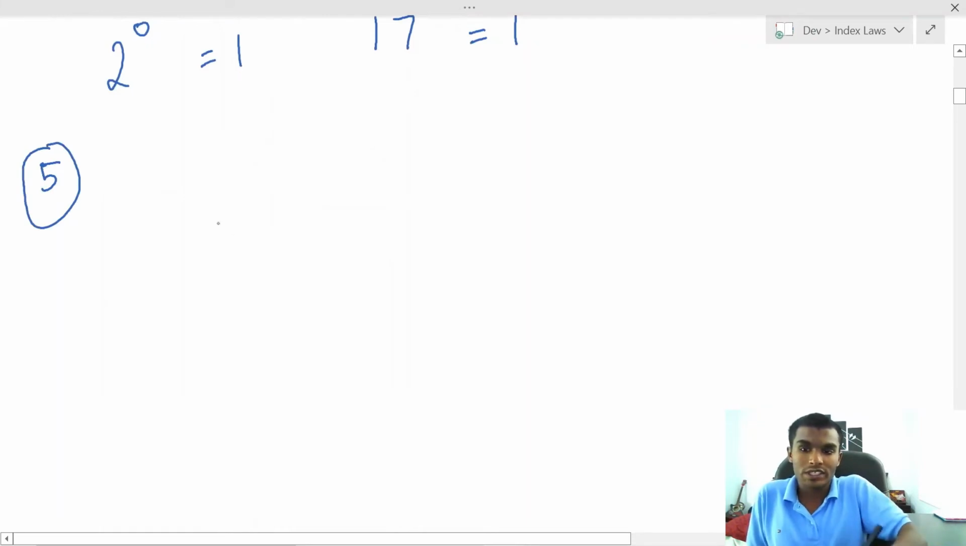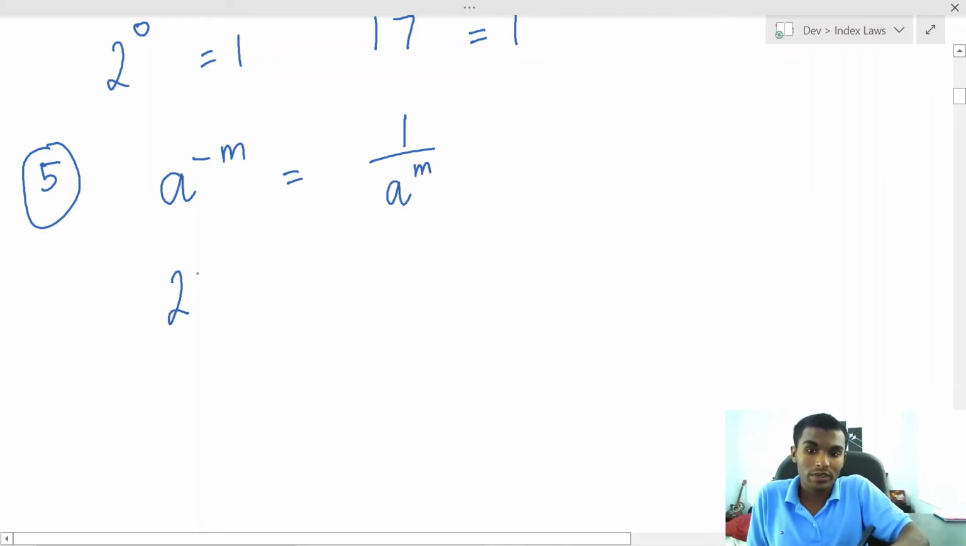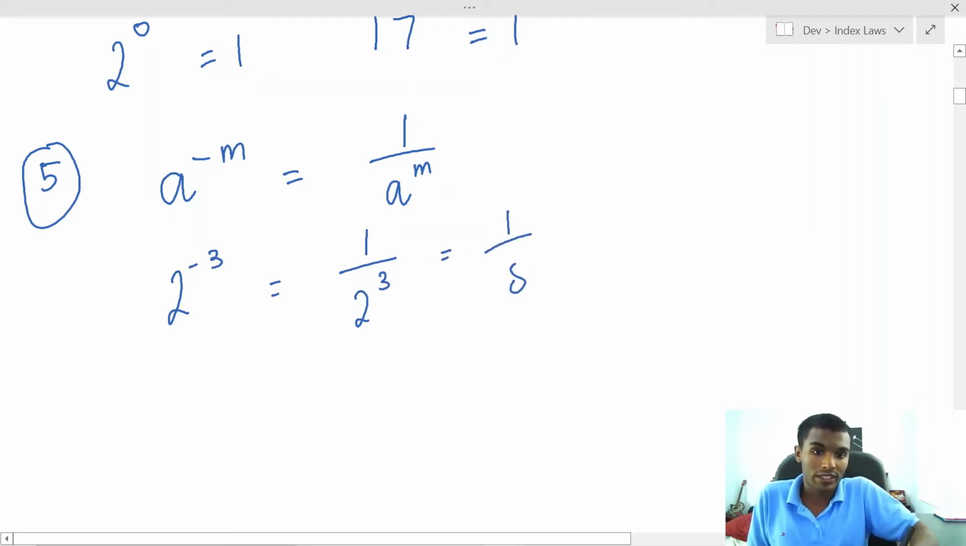The fifth rule is, if you have some number to the power of a negative, let's say negative m, then you have to do 1 over a to the power of m. So for example, let's say we have 2 to the power of negative 3. It becomes 1 over 2 to the power of 3, which is 1 over 8.